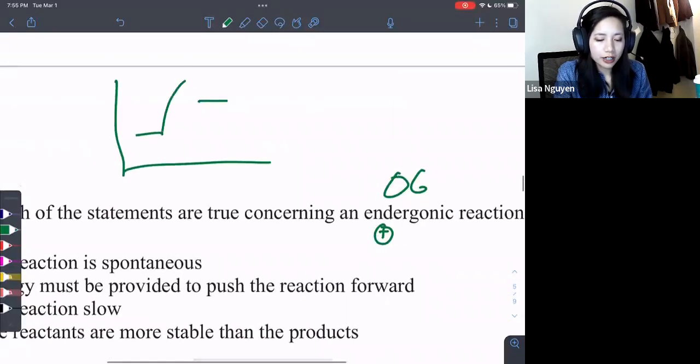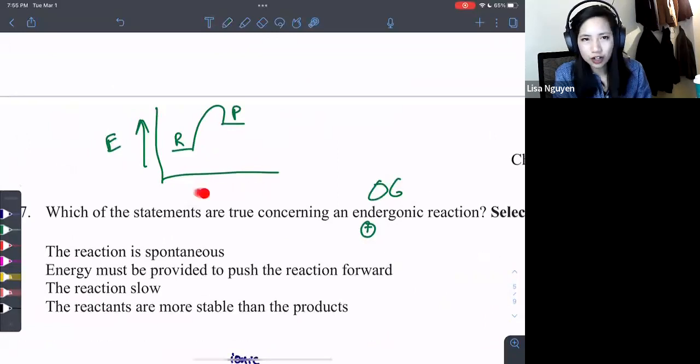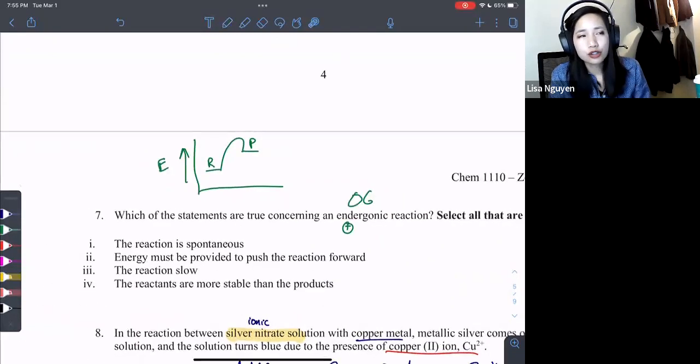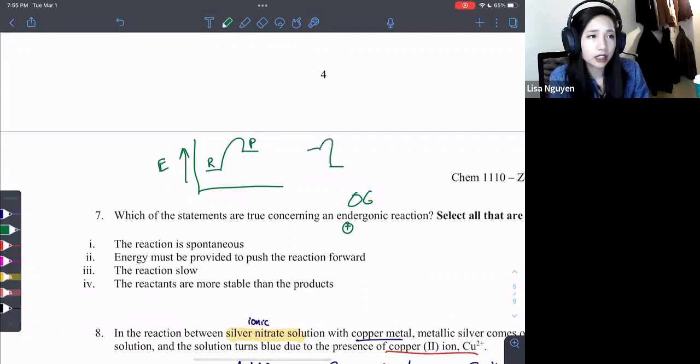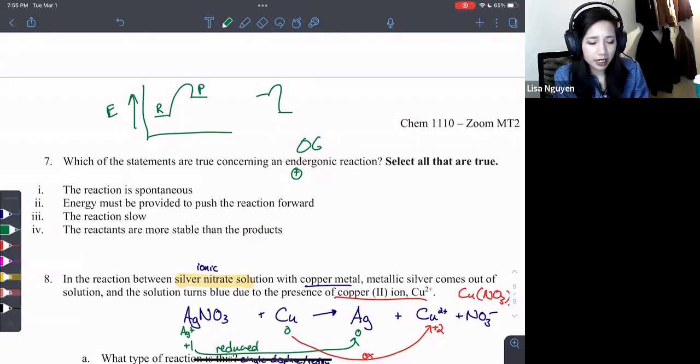So I like to just remember how the graph is. For endergonic, your reactants are more stable, lower in energy than your products. The axes here are energy and reaction progress. This is what an endergonic reaction would look like versus an exergonic one, where reactants are higher in energy than products. So if we look at all this, is the reaction spontaneous? It is not, because only negative delta G, exergonic reactions are spontaneous. So one is not correct.